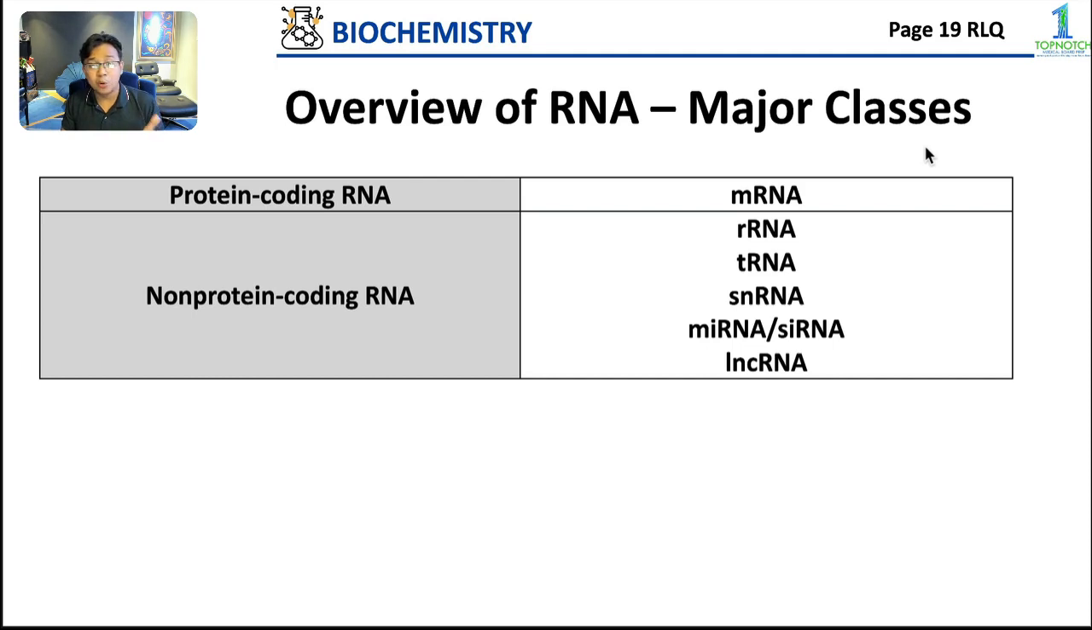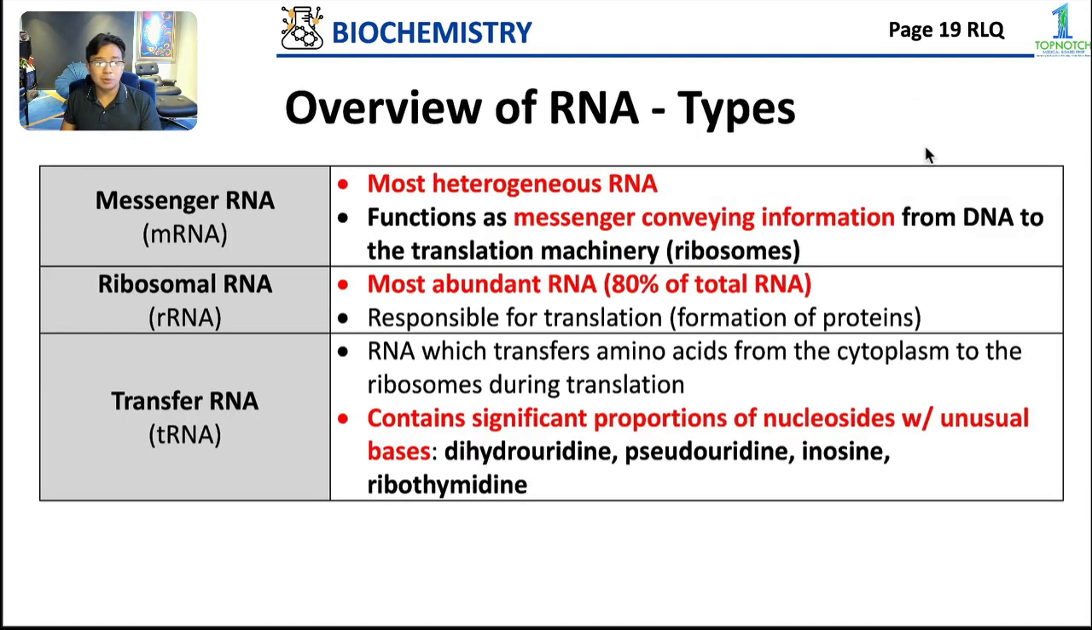Now, RNA, I will only discuss here the salient points of these substances because they are further discussed in genetics. Now, there are of two types. Protein coding RNA being represented by your mRNA and non-protein coding RNA for the rest. Among them, mRNA is the most heterogeneous in structure kasi it functions as a messenger conveying information from the DNA to the translation machinery, which are your ribosomes. Sinasabi niya if kung ano ang dapat na i-form na amino acid sequence, which can differ depending on the protein being made.